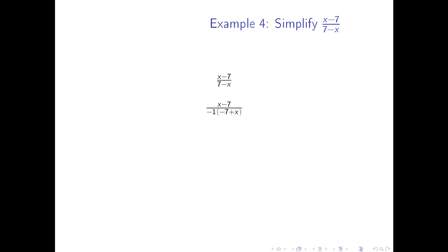I'm a positive individual. But if I rearrange that, notice -7 plus x is the same thing as x minus 7. Oh, wait a second. Now, those will cancel out, and I'm left with 1 over -1, or in other words, just -1, because 1 divided by -1 is -1.